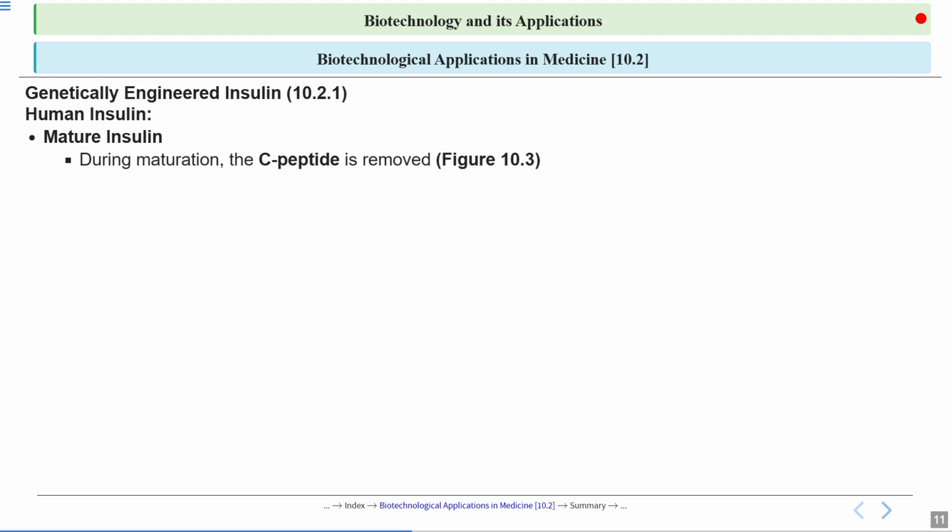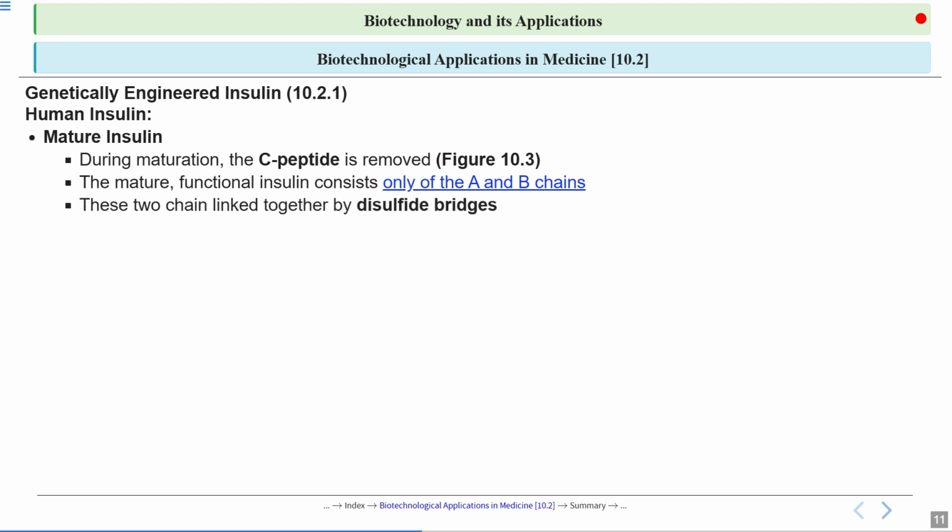So during the maturation, what happens? The C peptide is removed, as I said. The mature functional insulin consists only of chain A and B. These two chains are linked together by disulfide bridges.